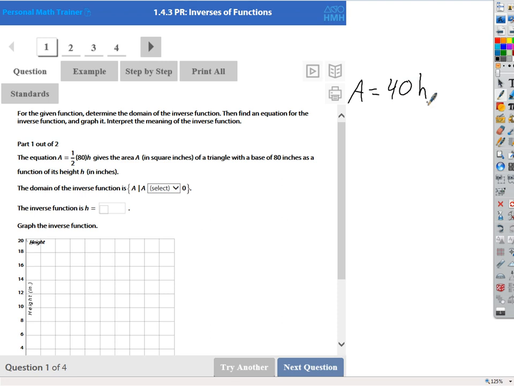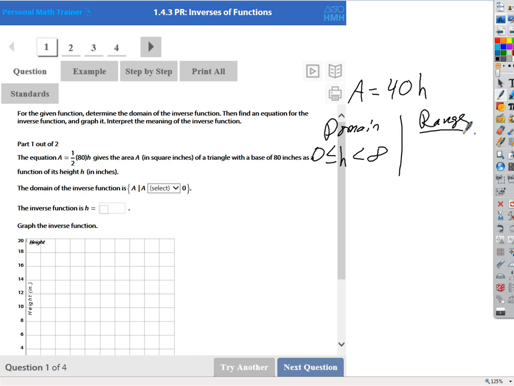Okay, so then what's going to be the domain of our original function? Here's a good way to look at this. So we're starting with the original. What values of H could we put in for height? Because all we're doing is calculating the area of a triangle in terms of its height. Height can't be negative, right? So the domain is going to be H is greater than or equal to 0, right? And less than infinity, if we want to write that.